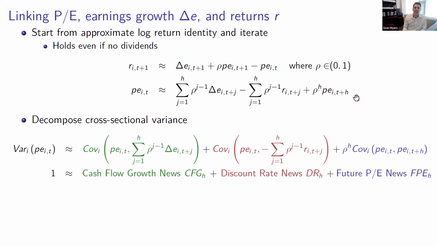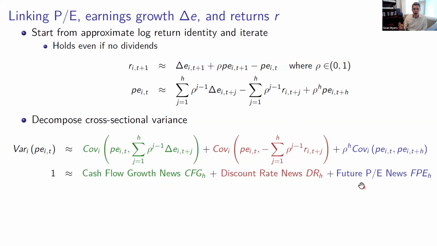Now, using this relationship, we can then decompose cross-sectional differences in price earnings ratios. So the variation across i in price earnings ratios has to be due to high price earnings ratios positively predicting future earnings growth, high price ratios negatively predicting future returns, or high price ratios predicting high future price earnings ratios. Now, if we divide everything by the variance, we can essentially scale all of these objects to measure what portion of the total variation comes from the green, red, and blue terms. So once we rescale everything by the variance, we'll call the green term the cash flow growth news, which is how much price earnings ratios are giving you information about future earnings growth. The red term will be discount rate news, so how much price earnings ratios are telling you about future returns. And blue will be news about the future price earnings ratio.